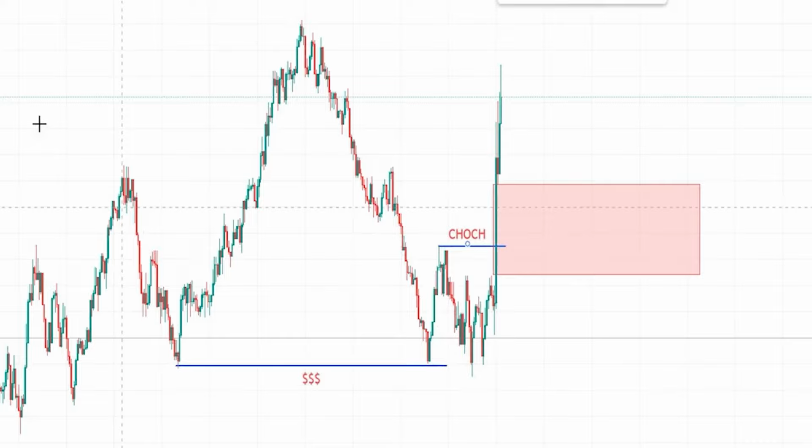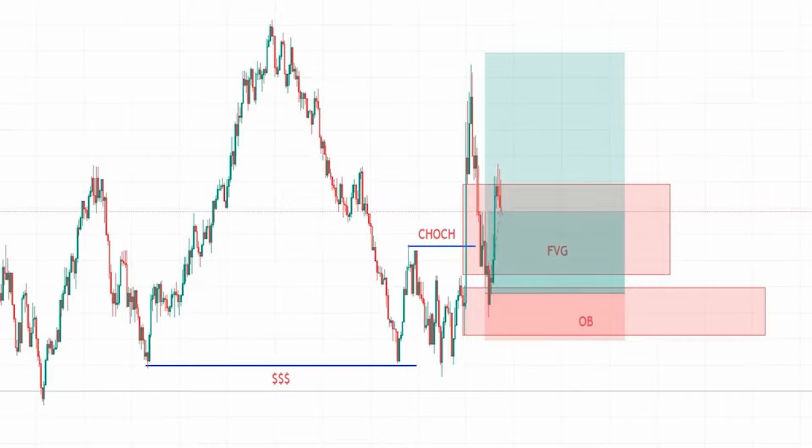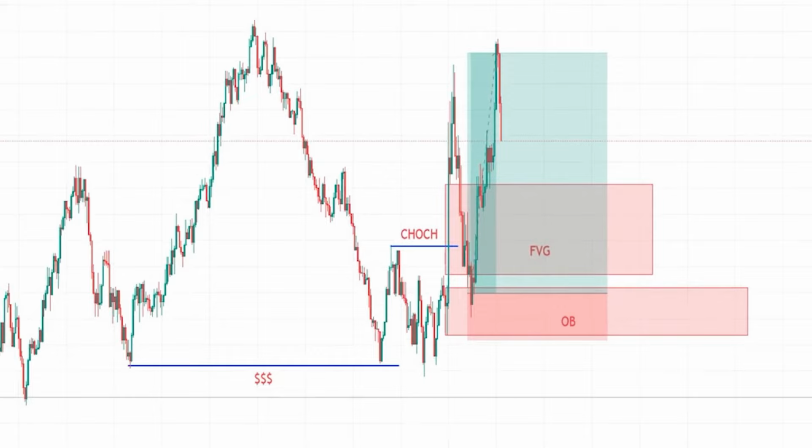Then, the chart shows a change of character. Right before the imbalance, there is an order block. Now we have multiple factors confirming the trade. We enter on the full imbalance fill and the bounce from the order block. Then, we follow the trade as it develops.